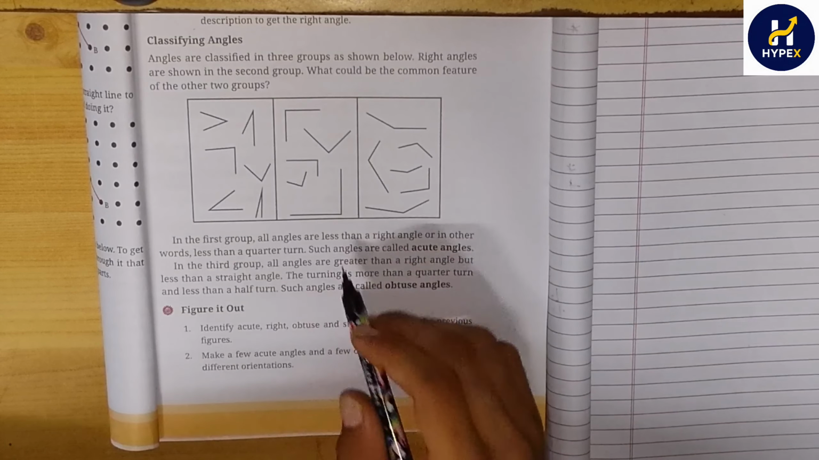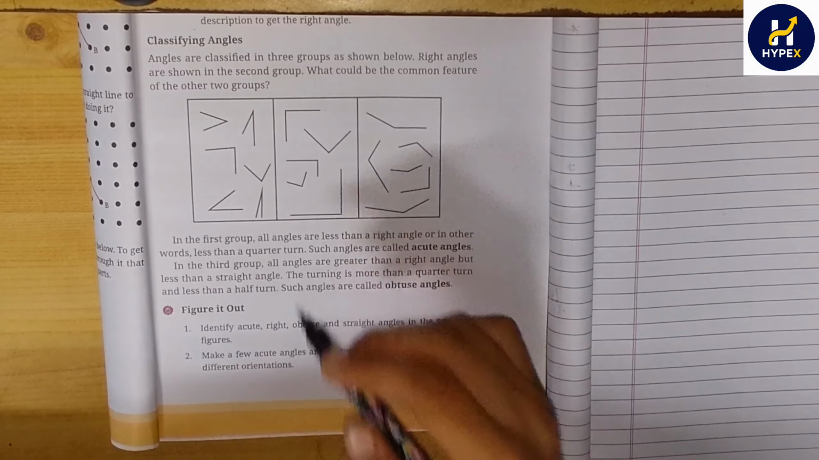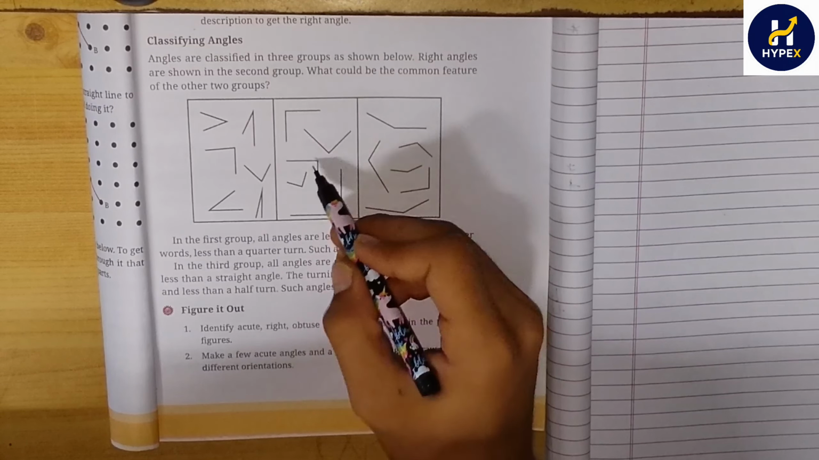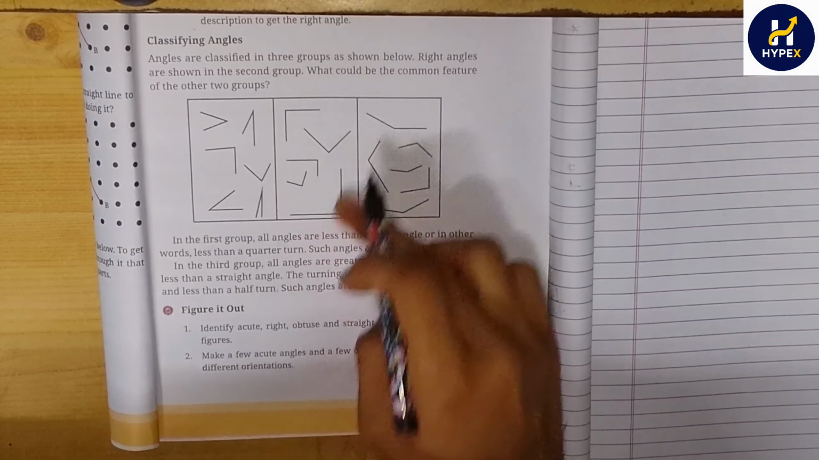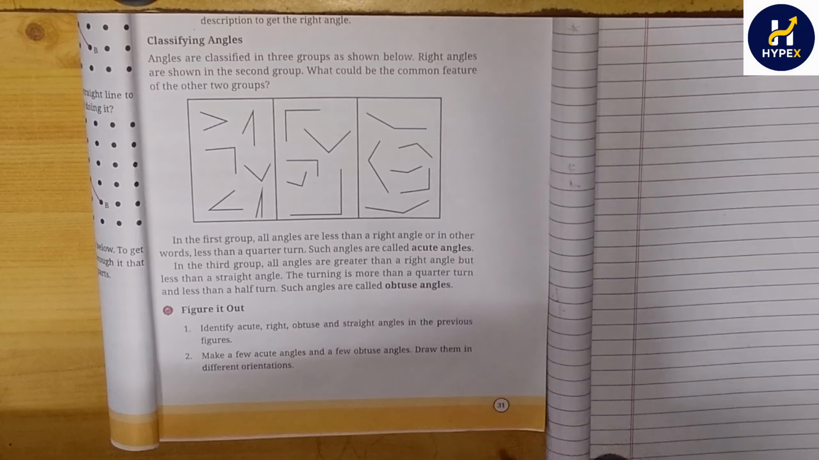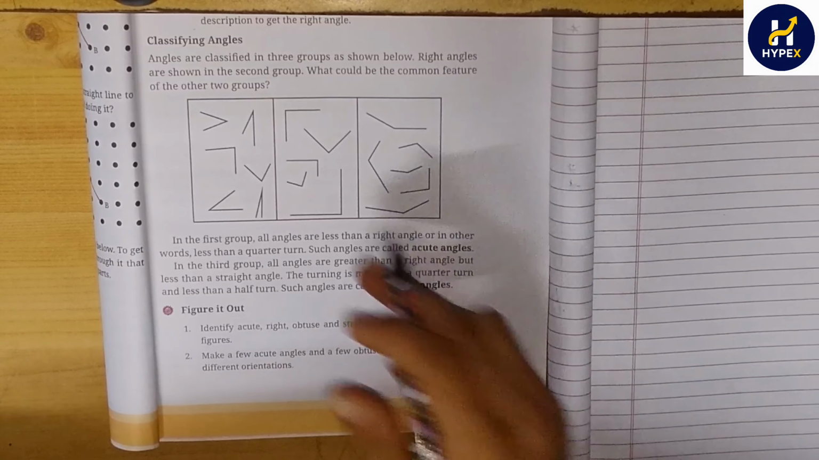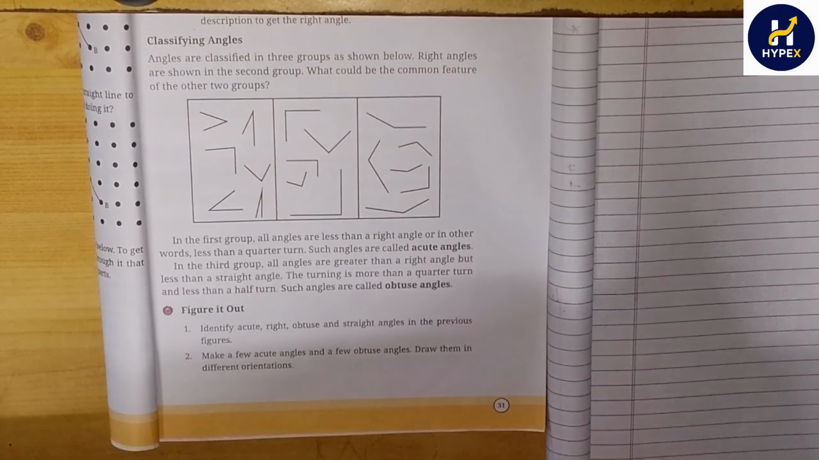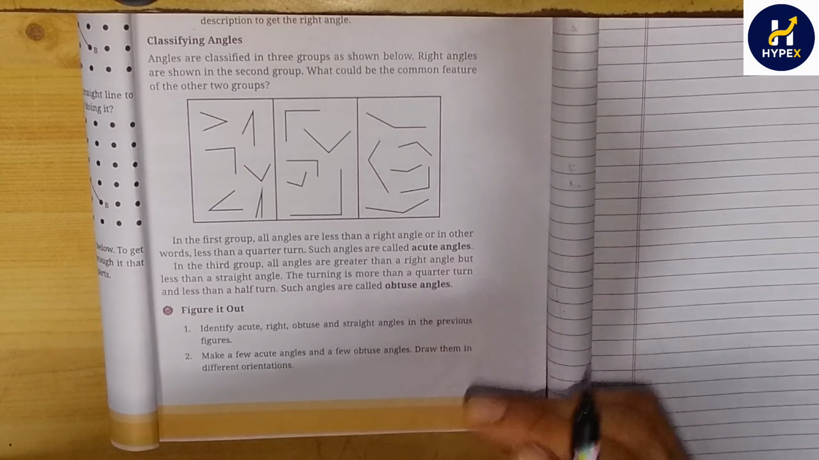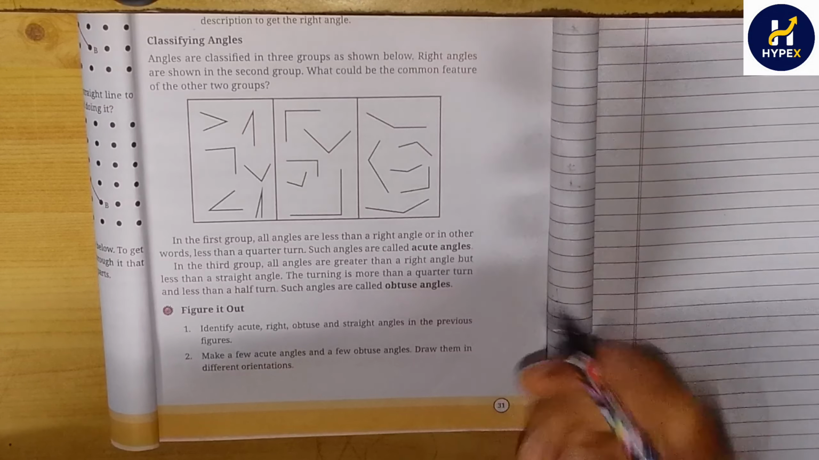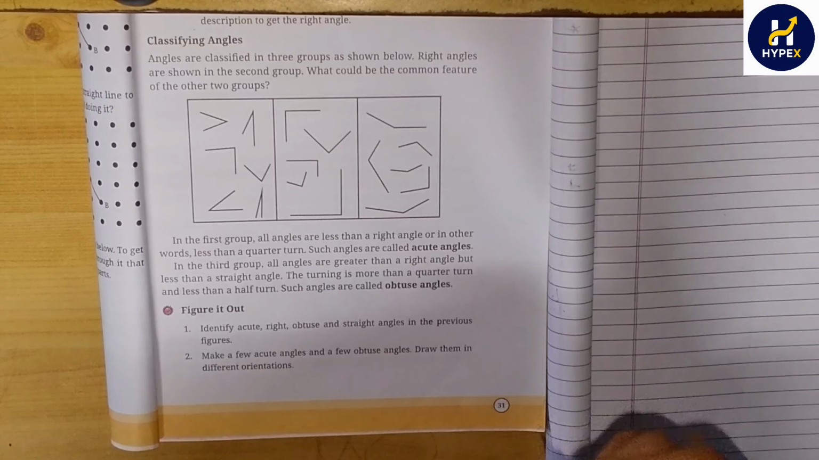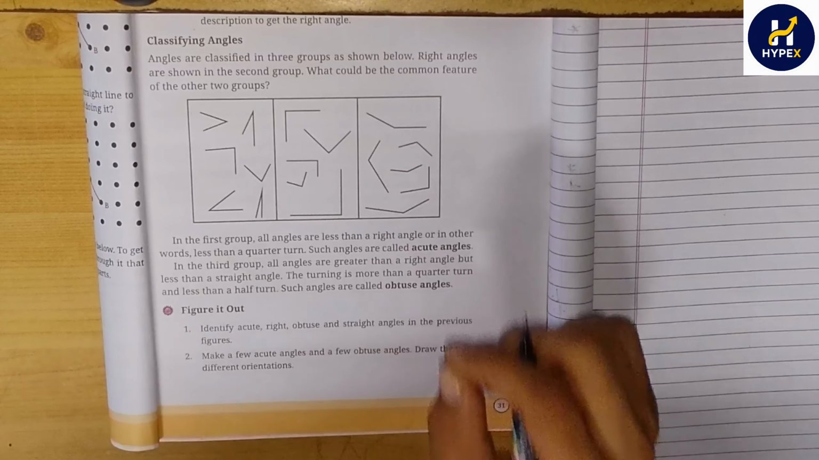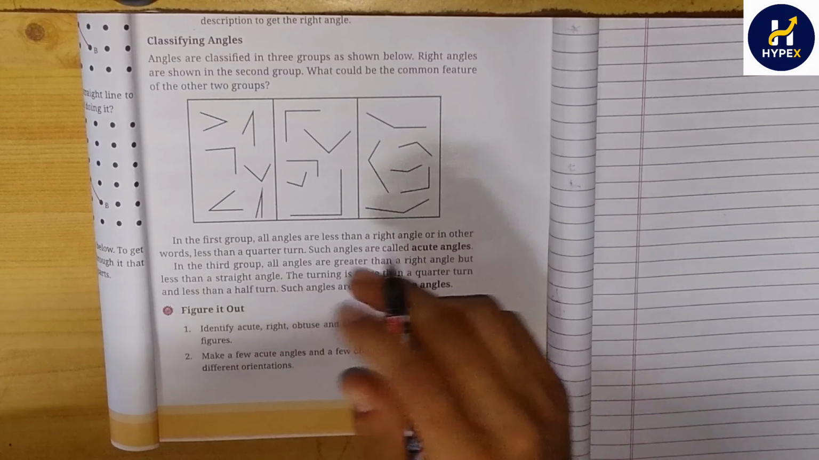The second group. In the second group, the angles are exactly 90 degrees. Therefore, these are right angles. In all five figures, the angles are exactly 90 degrees. So the second group is right angles. Come on, third group. In the third group, the angles are greater than 90 degrees but less than 180 degrees. We read the definition: angles greater than 90 degrees but less than 180 degrees are called obtuse angles. So the third group is obtuse angles.